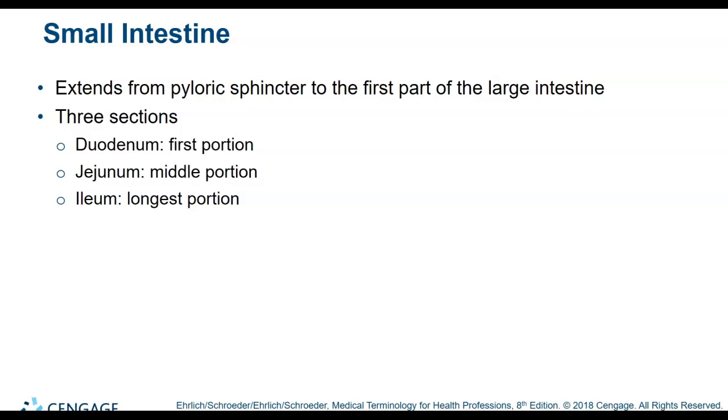The ileum, which is part of the hip bone, is ilium. So it's very important that you notice the spelling here.